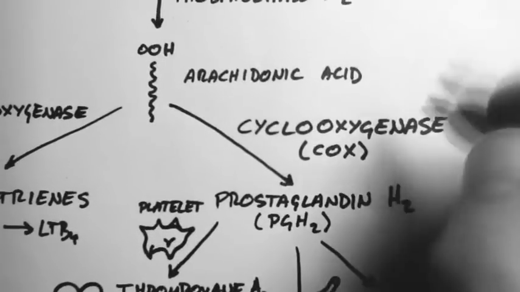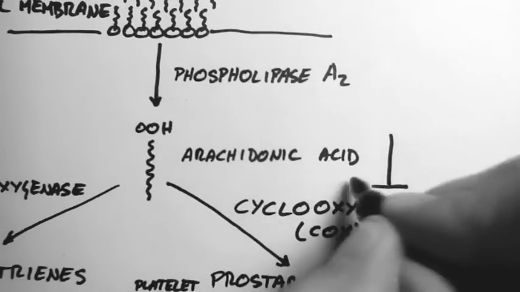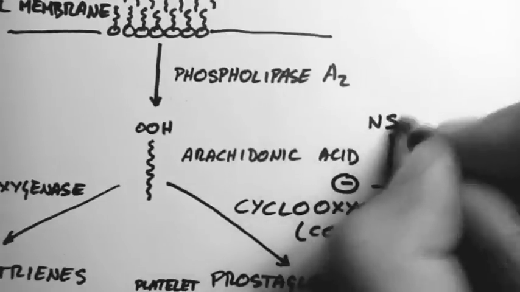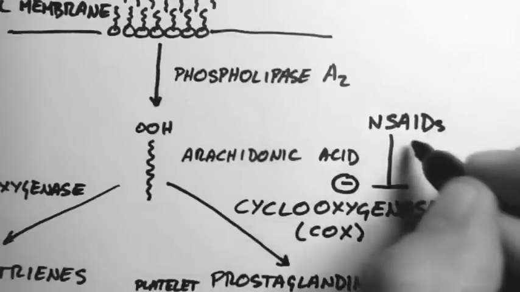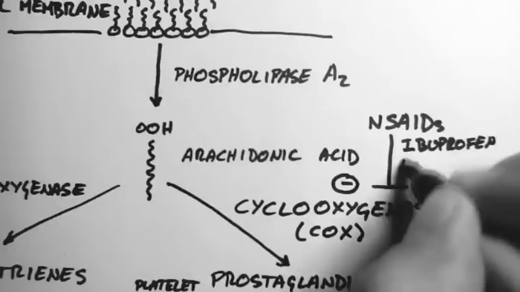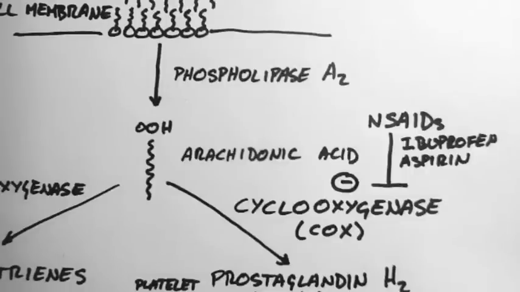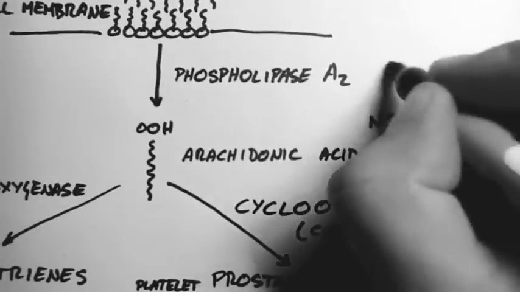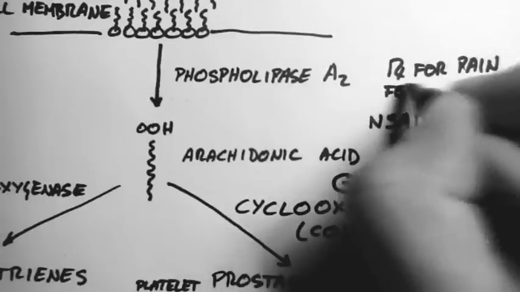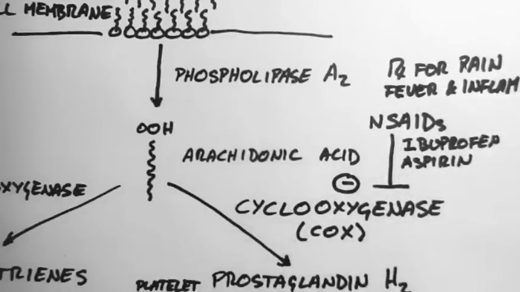Now, a very important class of drugs that acts at this cyclooxygenase is a class of drugs known as the NSAIDs, or the non-steroidal anti-inflammatory drugs. And ibuprofen and aspirin are examples of these NSAIDs. These are used as a treatment for pain, fever, and inflammation, which makes sense because they block the production of prostaglandins.